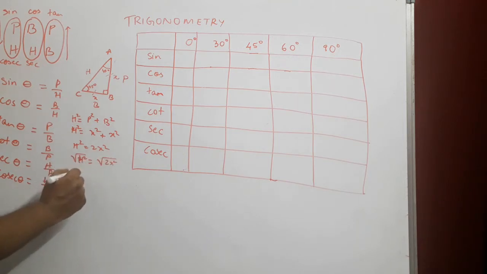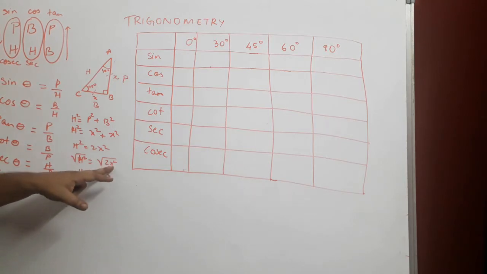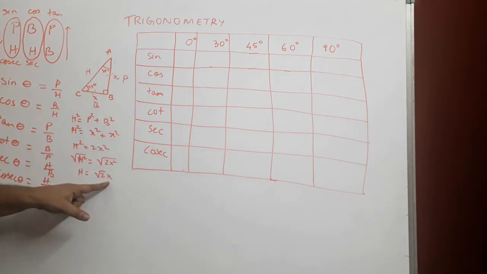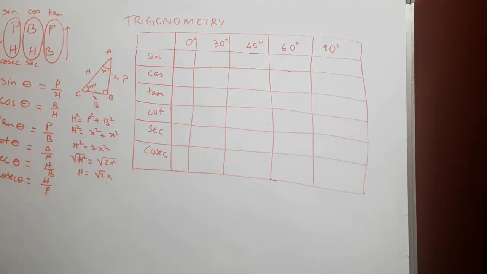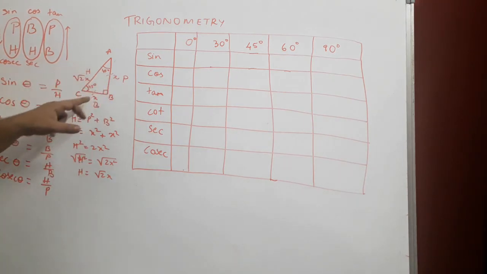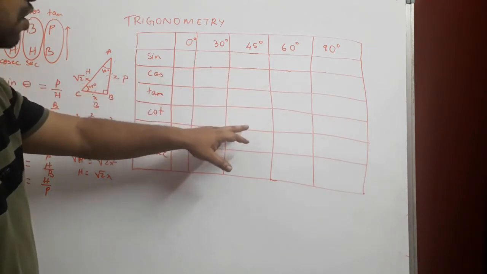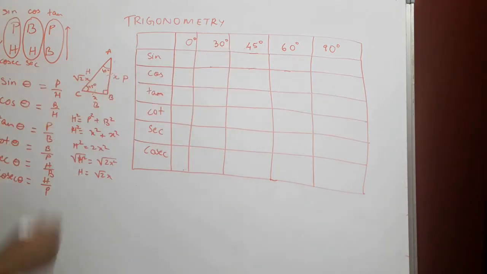This should give us square root of h square gives us h, and square root of 2x square will give us root 2 x. Why? Because square root of x square is x. So we can take it out of the square root sign, and only square root 2 will remain. So we get h equal to square root 2 x. So I write over here square root 2 x. Now that we have got h, p and b, that is our base, we can use that in our trigonometric ratios, the general trigonometric ratios, to deduce or to find what is sine, cos, tan, cot, sec and cosec of 45 degrees. Let's do that.